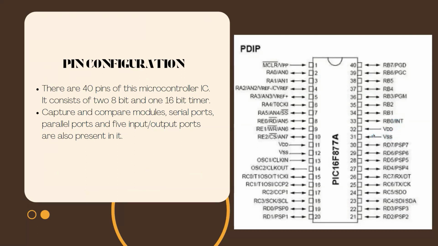For the pin configuration, there are 40 pins in this microcontroller IC. It consists of 8-bit and 16-bit timers, capture and compare modules, serial ports, parallel ports, and input outputs are also present. The PIC microcontroller has 33 input output pins, and the CPU speed is 5 MIPS, or 5 million instructions per second. And that's all.